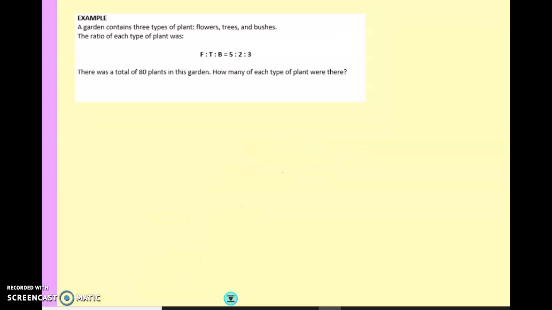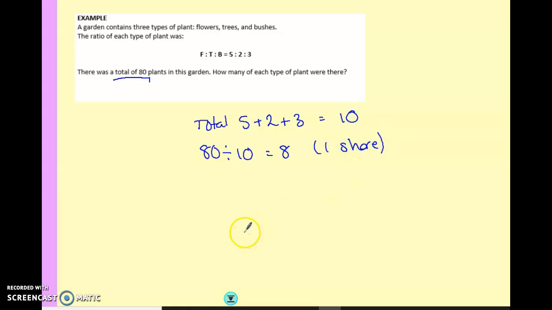Okay, next question. A garden has 3 types of plants: flowers, trees and bushes. The ratio is 5 to 2 to 3. There were a total of 80 plants in the garden. How many of each plant is this? So it says the word total in it. That's a big hint that it's the one where we need to find the total. So the total of 5 plus 2 plus 3 is 10. Total here is 80. So I need to do 80 divided by 10, which is 8. Now that is what 1 share is worth.